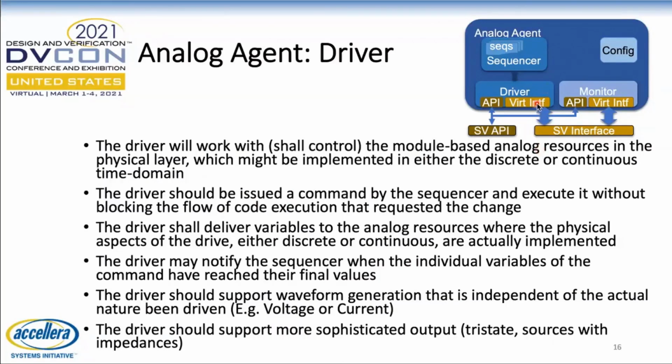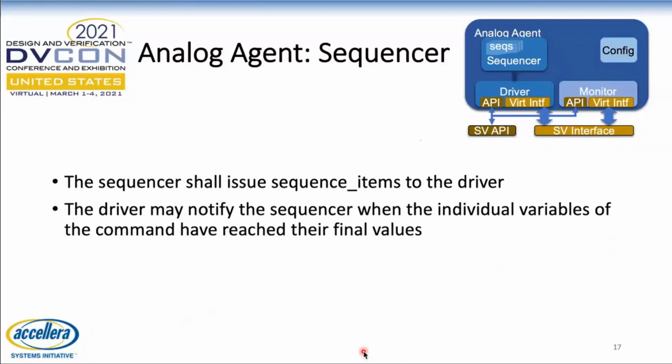The driver may notify the sequencer when the individual variables of the command have reached their final values. The driver should support waveform generation that is independent of the actual nature being driven, for example, a voltage or a current. The driver should support more sophisticated output as well, like tri-state sources with impedances and so on. Next, we'll look at a couple of sequencer requirements. The sequencer shall issue sequence items to the driver. The driver may notify the sequencer when the individual variables of the command have reached their final values.